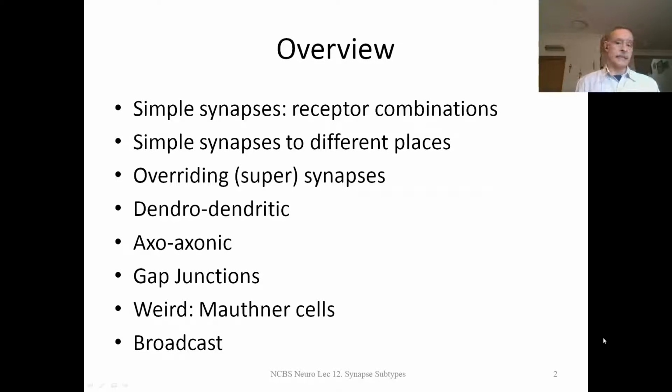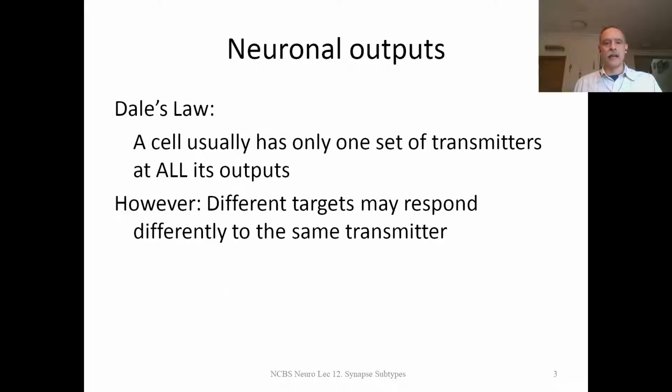the key synaptic types. So, as an overview, we're going to cover simple synapses, which you'll see are not so simple. Then we look at what happens when you put these simple synapses in different places, different targets in different parts of the cell or axon. We look at supersynapses, and then we get into some of the interesting and sometimes simply bizarre cases like dendrodendritic synapses, axonic synapses, gap junctions, completely weird ones like the Martner cell synapse, and broadcast synapses. Why don't we get started?